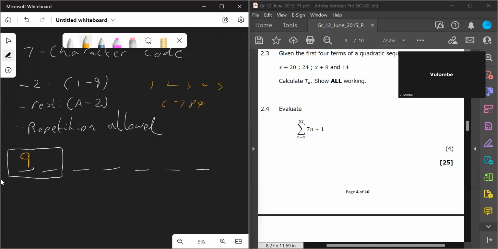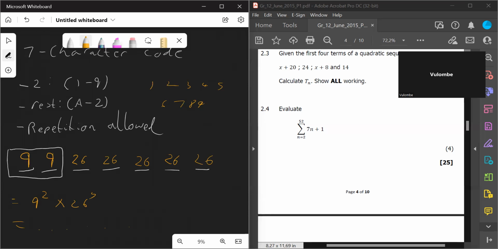We're allowed to repeat. So for the second digit, we also have 9 choices. And then these next ones have to be letters. There are 26 letters in the alphabet, so we have 26 choices. We're allowed to repeat, so it's 26, 26, 26, 26, 26. So our possibilities are 9 squared times 26 to the power 5, which is a very big number. That's how you find that.